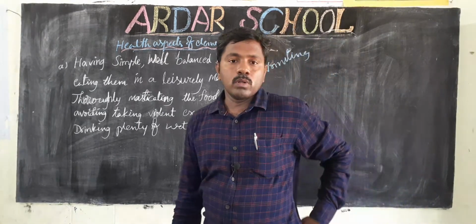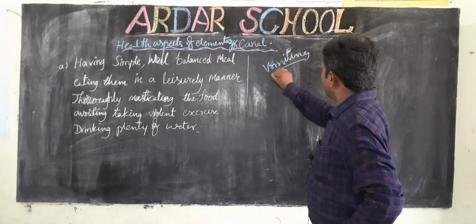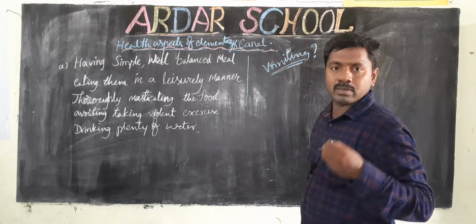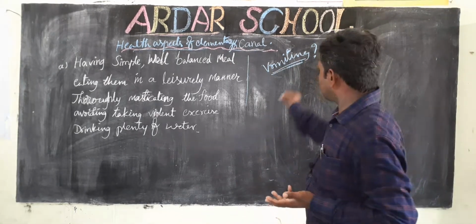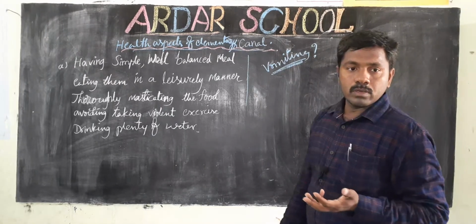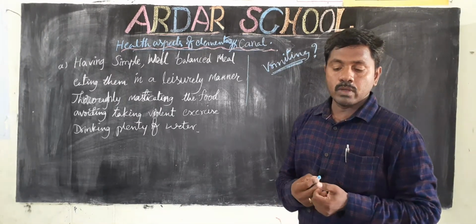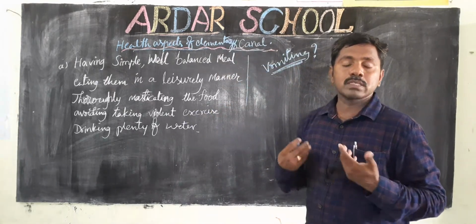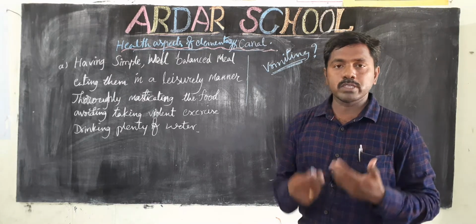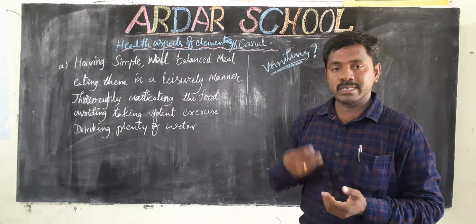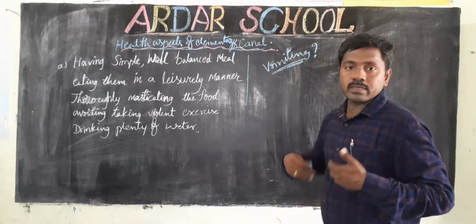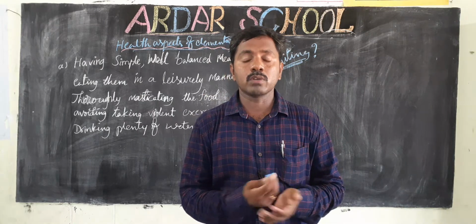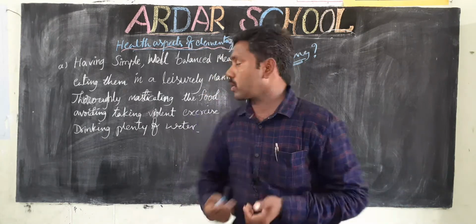Vomiting. What is vomiting? When we are overeating, it causes vomiting. Vomiting is the body's method of ridding the waste from the stomach. It sends outside the waste or undigested material. What we are taking, the body sends outside, and that is called vomiting.